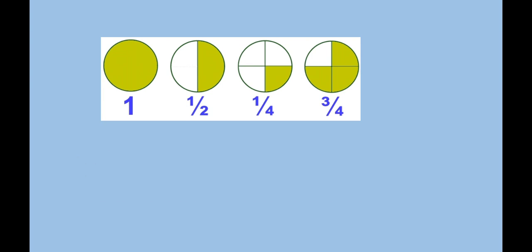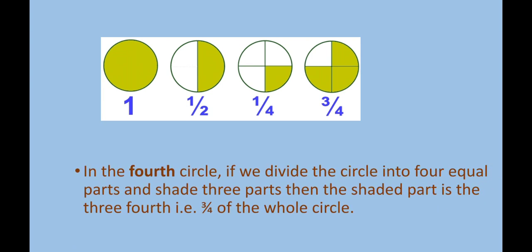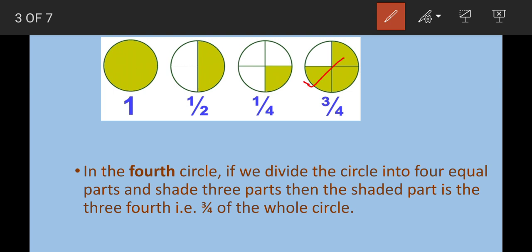Now come to the last one, that is the fourth circle. If we divide the circle into 4 equal parts and shade 3 parts, okay, in the third one we shaded 1 part, but in the last case we have shaded 3 parts. So the fraction for this is 3/4. It is 3/4 of the whole circle.